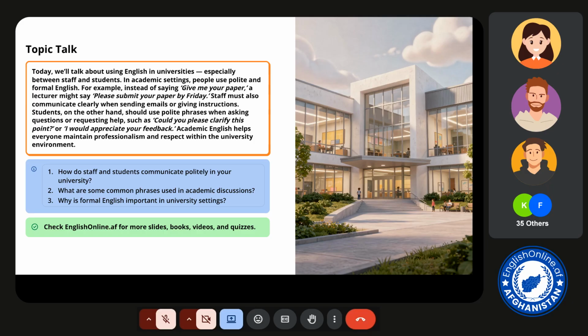What are some common phrases used in academic discussions? بعضی از عبارات عامه که در بحث ها و گفتگوهای اکادمیک استفاده میشن چی ها هستند؟ Why is formal English important in university settings? چرا انگلیسی رسمی در محیط دانشگاه مهم است؟ اگر آماده هستین میتونید دستان را بلند کنین و یک به یک به این سوالات جواب بدین.